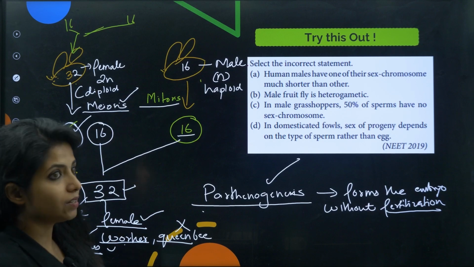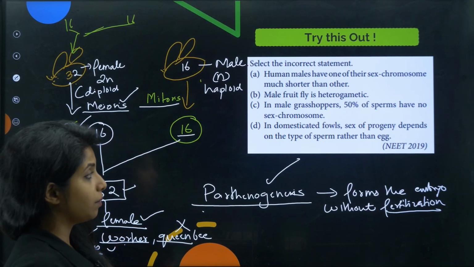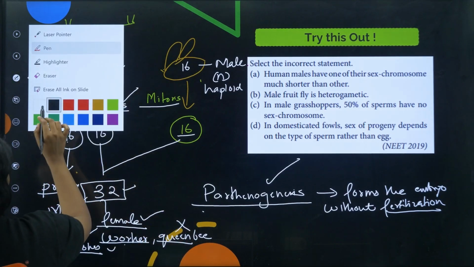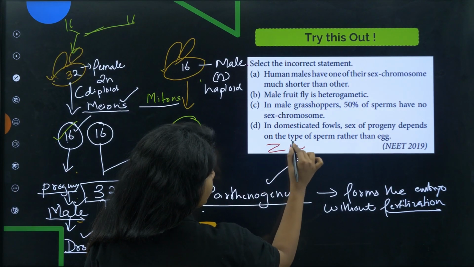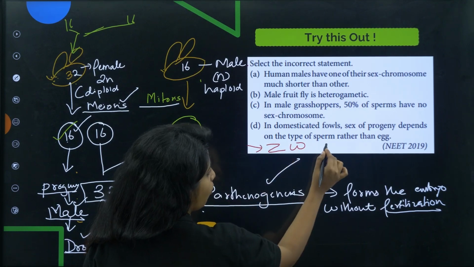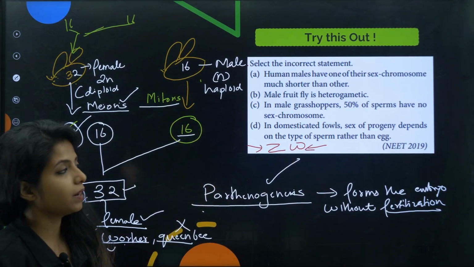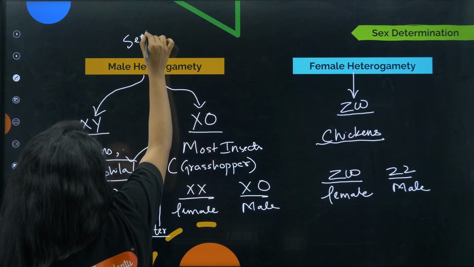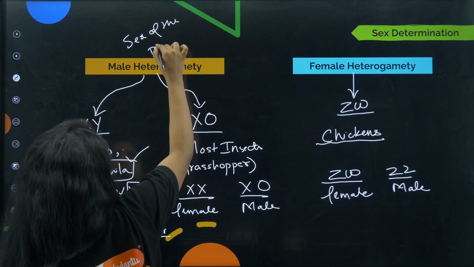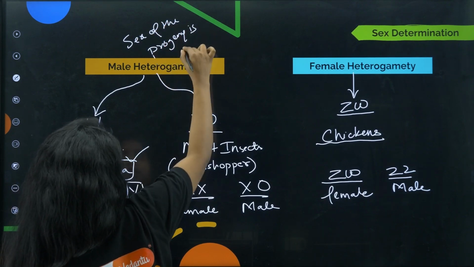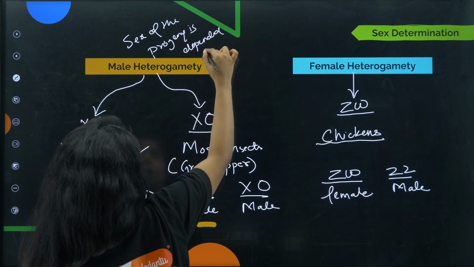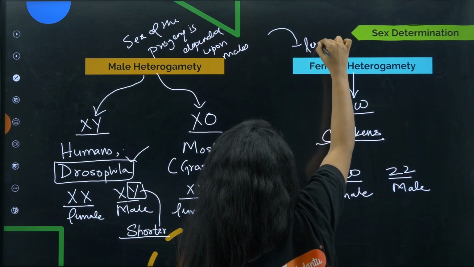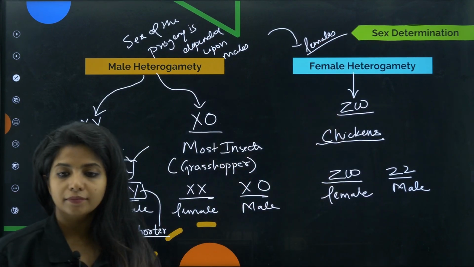In domesticated fowls, that is birds, sex of progeny depends on the type of the sperm rather than the egg. It's not like that. The sex of the progeny will depend on whether the female is giving the Z chromosome or the W chromosome. So it is female dependent. Over here, I will write one more thing. When this is the case, sex of the progeny is dependent upon males. Over here, this is dependent upon females.